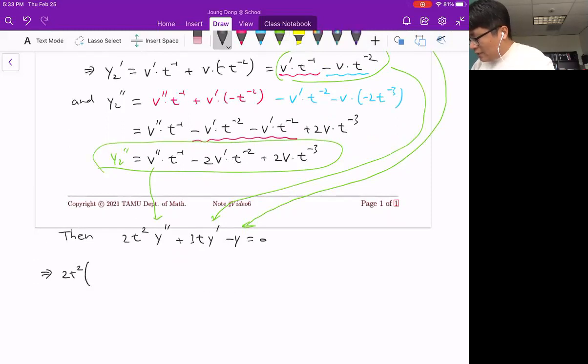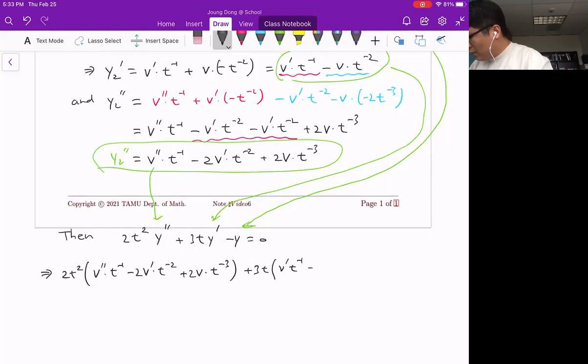2t squared times y double prime, which is v double prime times t to the minus 1 minus 2 v prime t to the minus 2 plus 2 v t to the minus 3, okay? And plus, we have 3t and y prime we need, which is v prime t to the minus 1 minus v t to the minus 2, right? And then we need minus y, which is v t to the minus 1 equals 0. That's it, okay? And keep that in mind. All this process is to find v, right? We have to find v, okay?